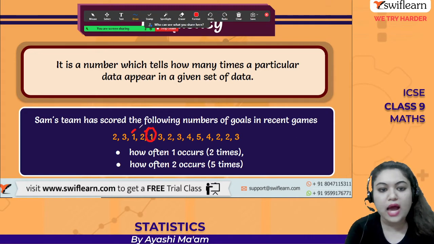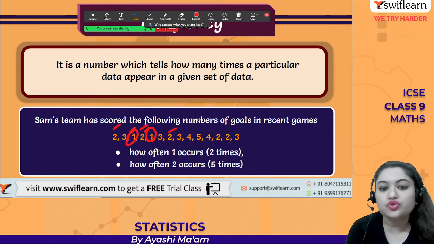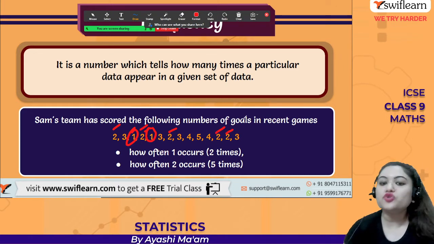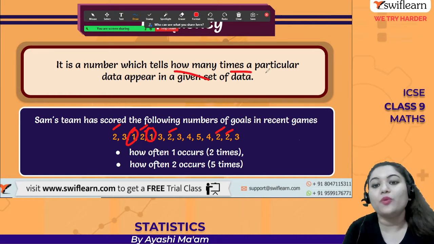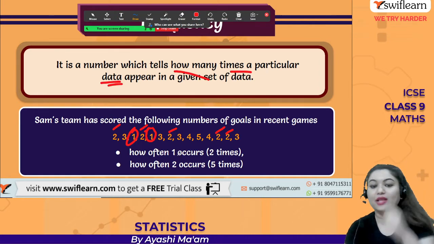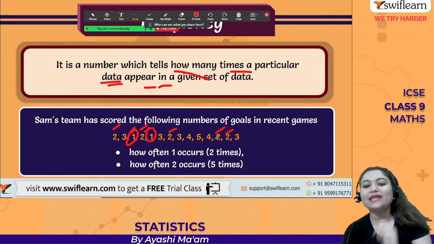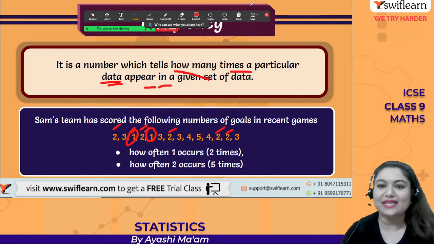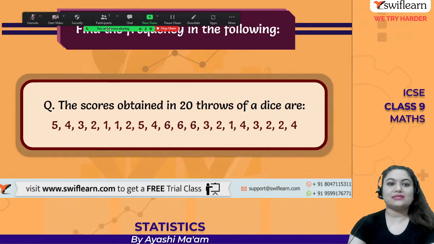This one and this one. How often 2 occurs? 1, 2, 3, 4, 5 times. That means the frequency of 2 over here is 5 times. So up definition पढ़ो, it tells us how many times a particular data, मतलब ये जो 2 particular data है, appear किया है how many times? 5 times. तो फिर ये 5 हो जाएगा आपका frequency. Okay? All right.